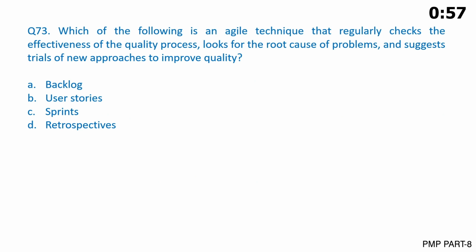Which of the following is an Agile technique that regularly checks the effectiveness of the quality process, looks for the root cause of problems, and suggests trials of new approaches to improve quality? A. Backlog. B. User stories. C. Sprints. D. Retrospectives.